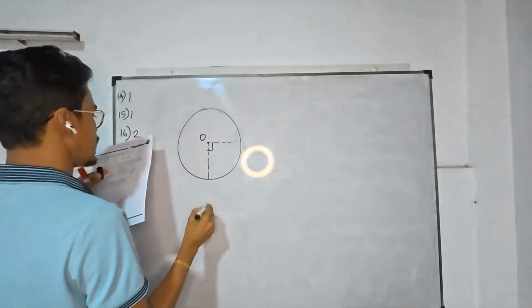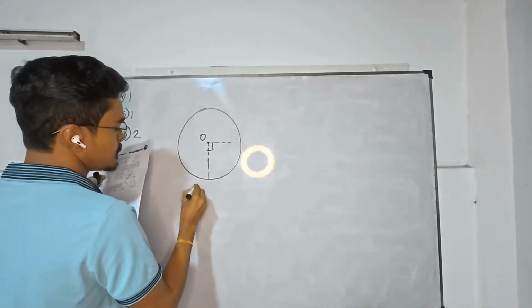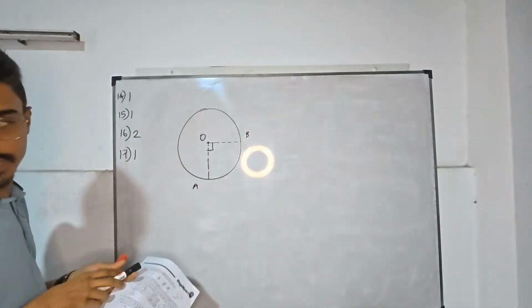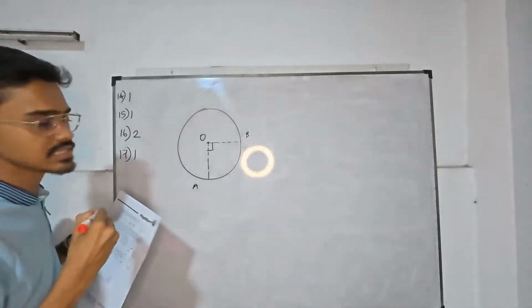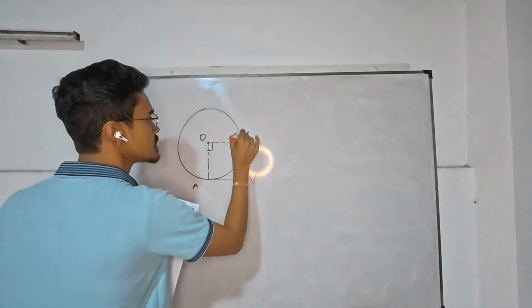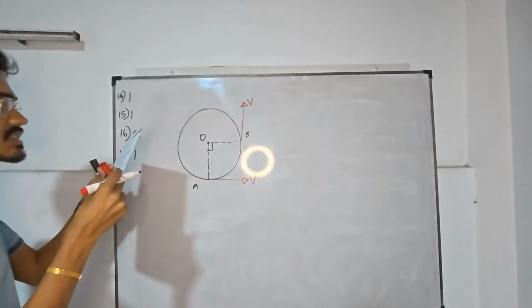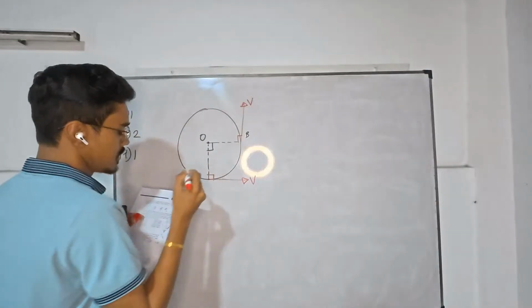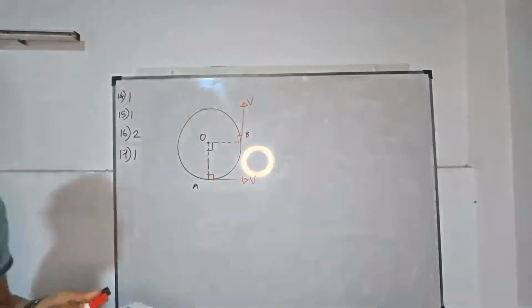The angle is 90 at A and B. So we know velocities are tangential. Velocities of a circular motion are always tangential. So this velocity here is along this tangent, and this one is along this tangent, right? So these are perpendicular to the normal drawn to the center, right?